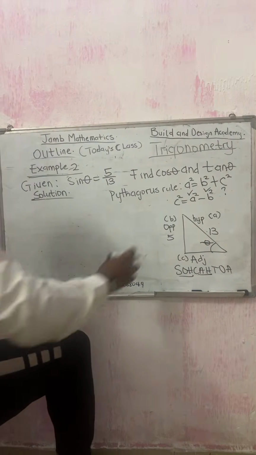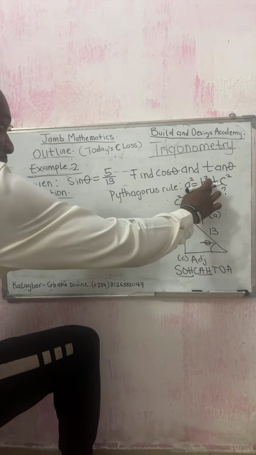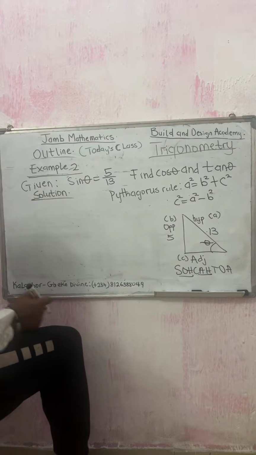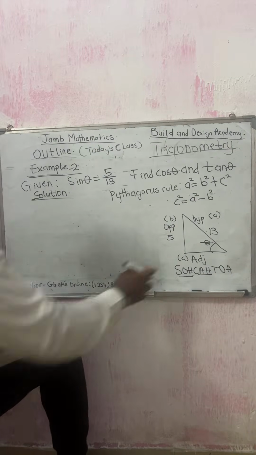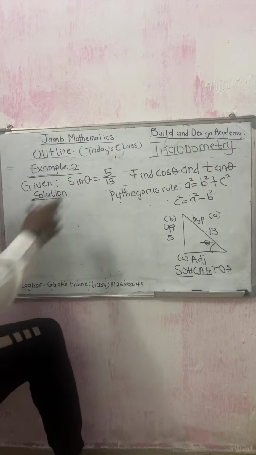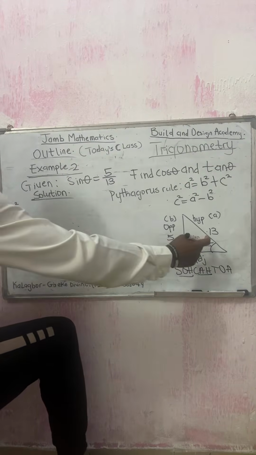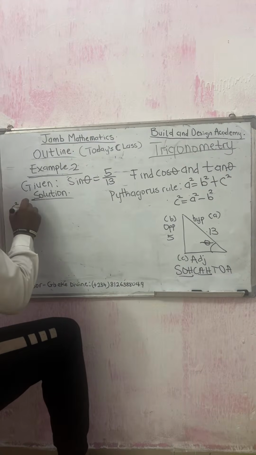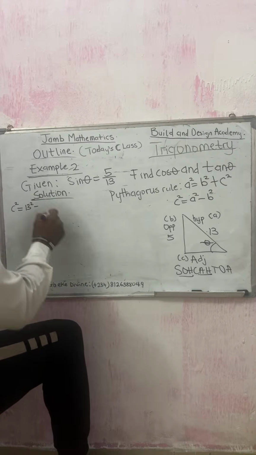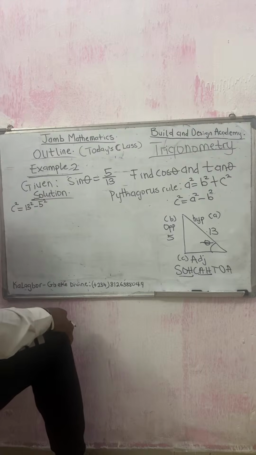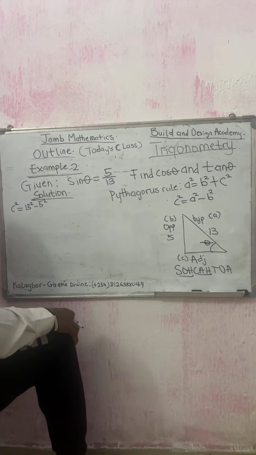So are you seeing it? a square minus b square. So from this formula, we'll be able to find what? c, which is our adjacent. So let's have our c squared to be what? Equals to a is what? 13. So 13 square minus b is 5. 5 square.